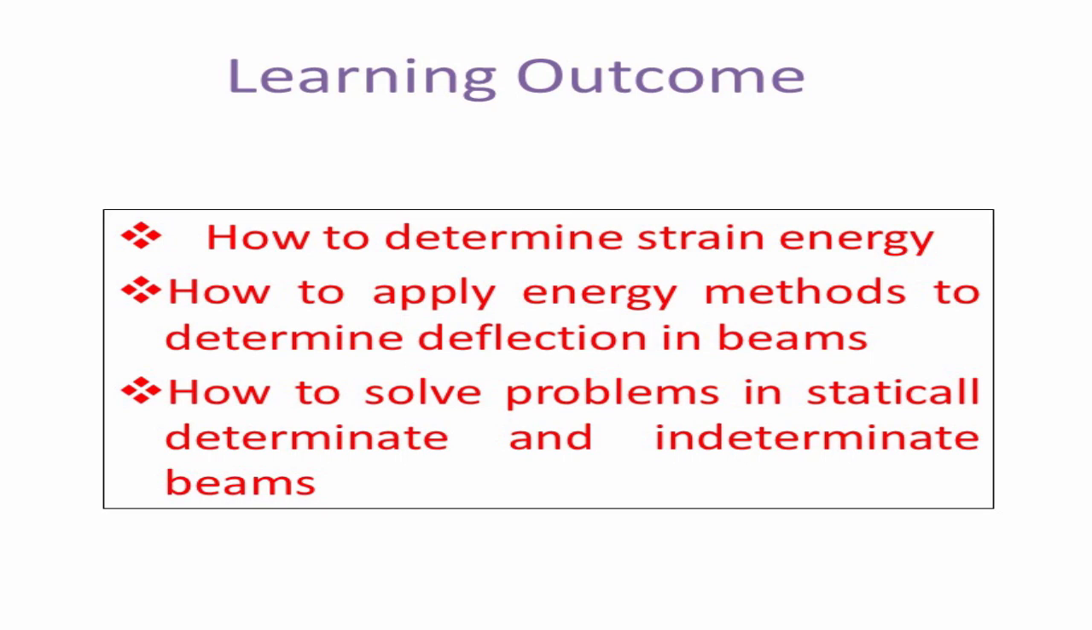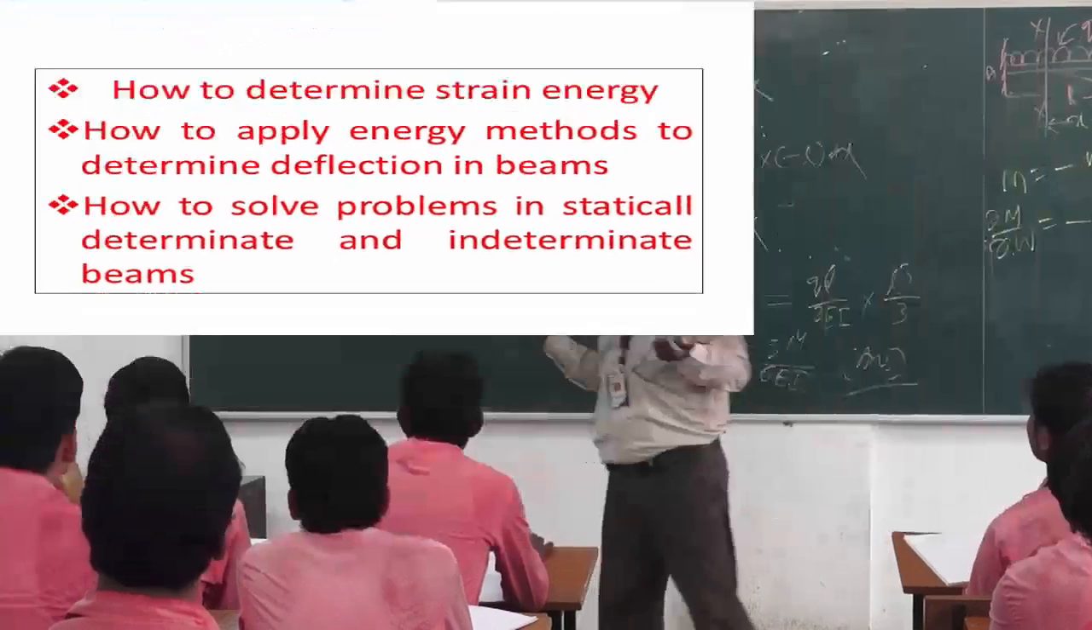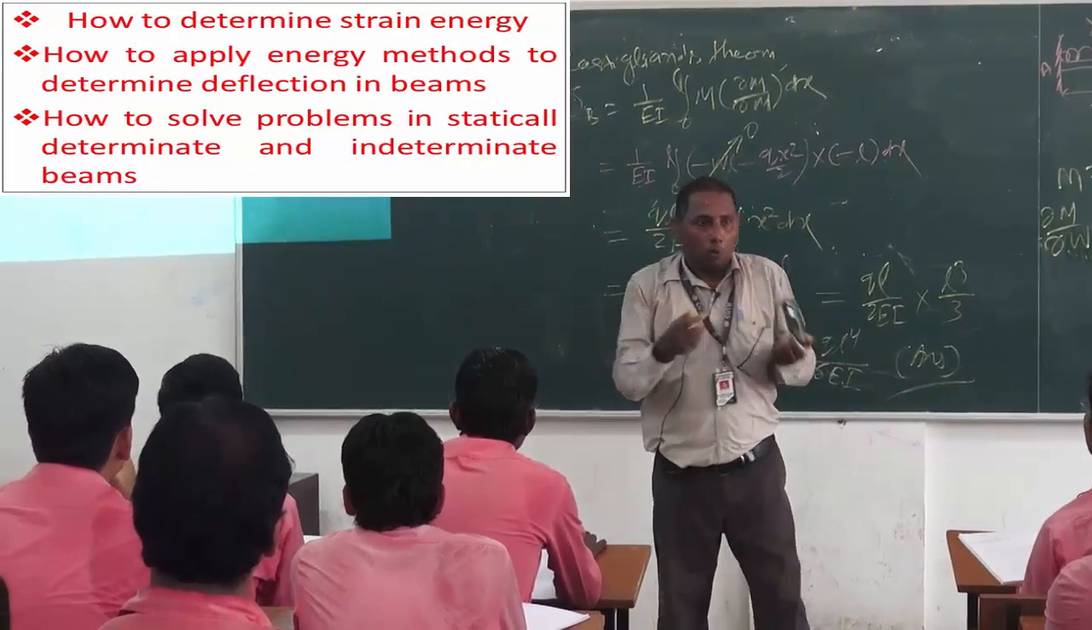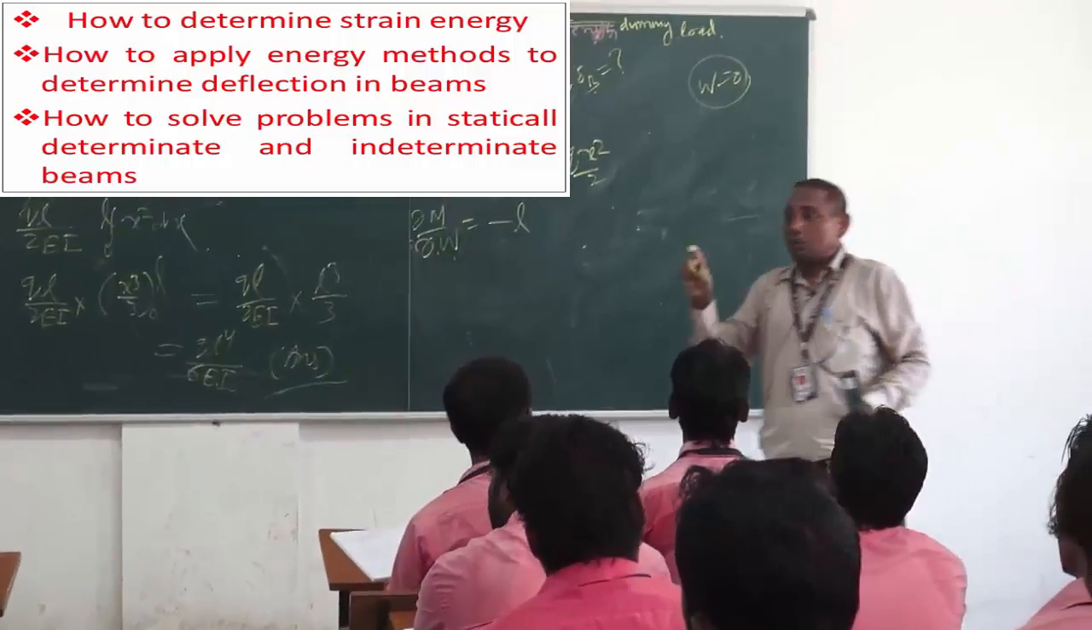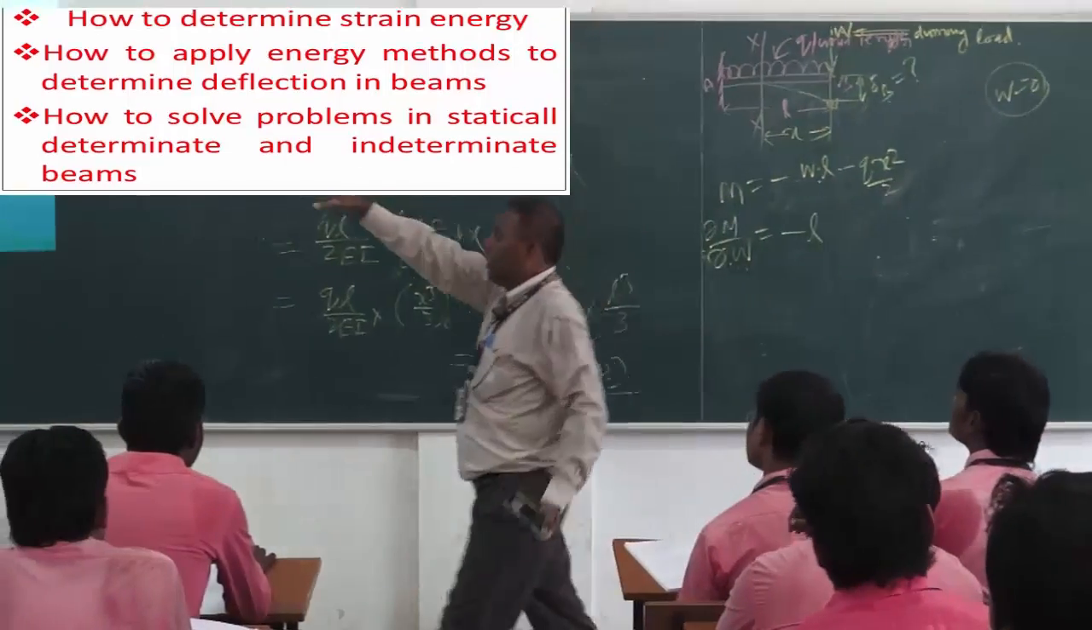So this class is over, and what we learnt here. The learning outcomes: by studying this chapter, students can learn how to determine the strain energy. We have done a few problems here. Also, how to apply the energy method to determine the deflection. Energy method means, as already studied, we learned two methods: one is the strain energy method, the other is Castigliano's theorem, and how they are used to find the deflection.